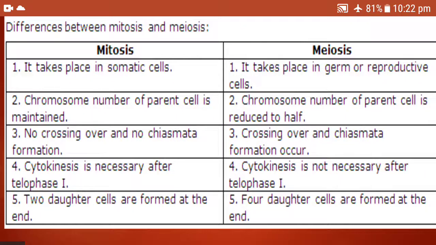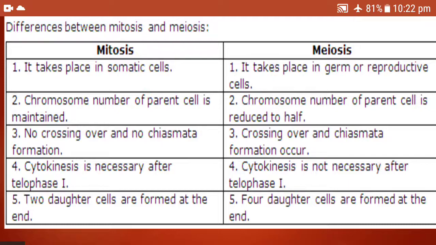These are the differences. Mitosis takes place in somatic cells, meiosis takes place in reproductive cells. Chromosome number of the parent is maintained in mitosis, and chromosome number of the parent is reduced to half in meiosis. No crossing over, no chiasmata formation in mitosis. Crossing over and chiasmata formation occur in meiosis. You will study in detail about this linkage and crossing over in higher grades.